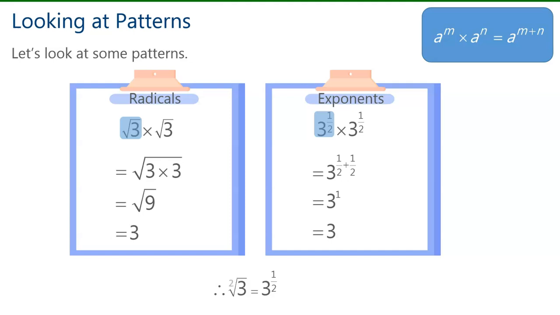Recall that the index for the square root of 3 is the phantom 2, and the exponent for the radicand 3 is the phantom 1. Notice the placements of the 1 and the 2. Let's look at more patterns.